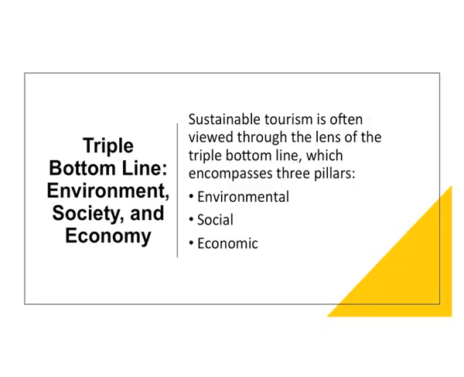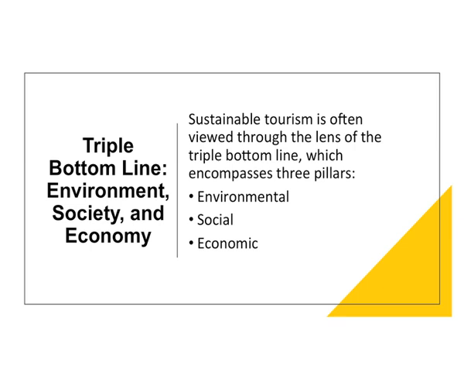So this was about the importance of sustainable tourism. Now we should also know what is the triple bottom line approach. The triple bottom line stands for three approaches: environment, society and economy.